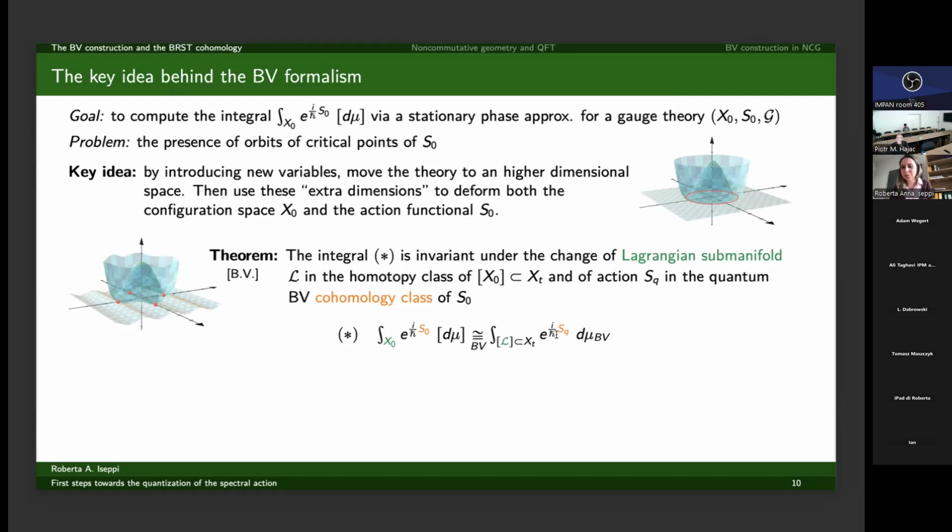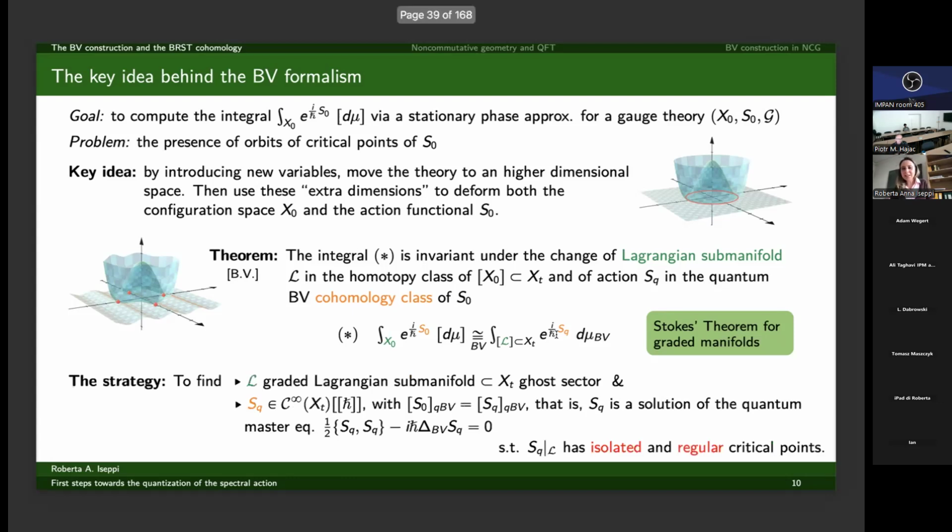So the idea is that we have two parameters. If you want a bit of the flavor of this theorem, it can be looked at as some kind of Stokes theorem for graded manifolds, because our x0 is, as I said, a starting manifold, and we are adding variables that can also be Grassmannian, so the context is that of graded manifolds. Okay, then that's the strategy.